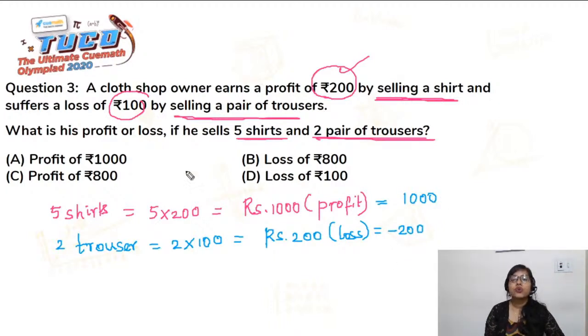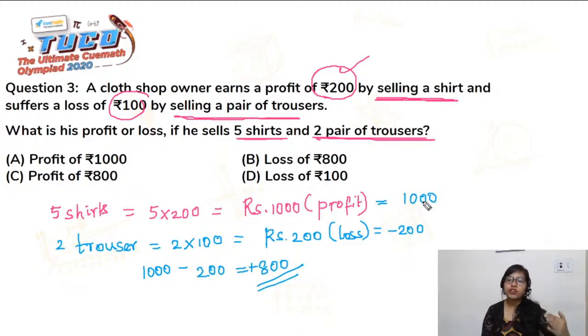So what is his overall profit or loss? Combine these two, just like the marks question we had done, 1000 minus 200, which is 800. We are still getting a positive result. That means his profit was much more than what he had actually lost. So he's still at a profit of 800 rupees. Let's say this would have been the other way around. If the loss would have been minus 1000, but the profit would have been 200, so minus 1000 plus 200 would have given you a minus 800, which would have been a loss of 800.